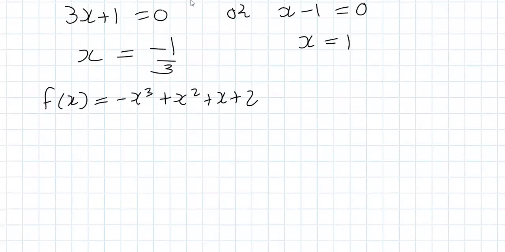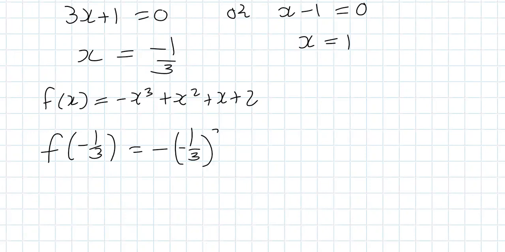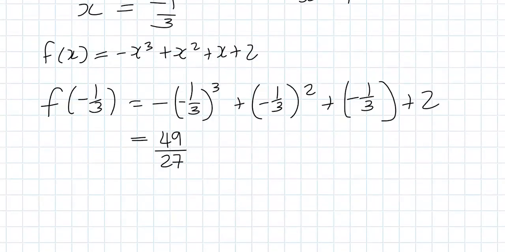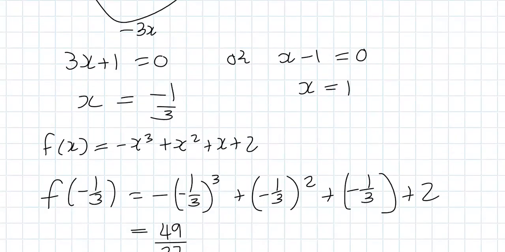So f of -1/3 is simply wherever you see an x, you put -1/3. And when you're putting this in your calculator, it's best to just leave it there so that you can work out the next one. So you put this all into your calculator straight away, and the corresponding y is 49/27. That will be the y for our first x, our first turning point, and the other turning point would be f of 1.